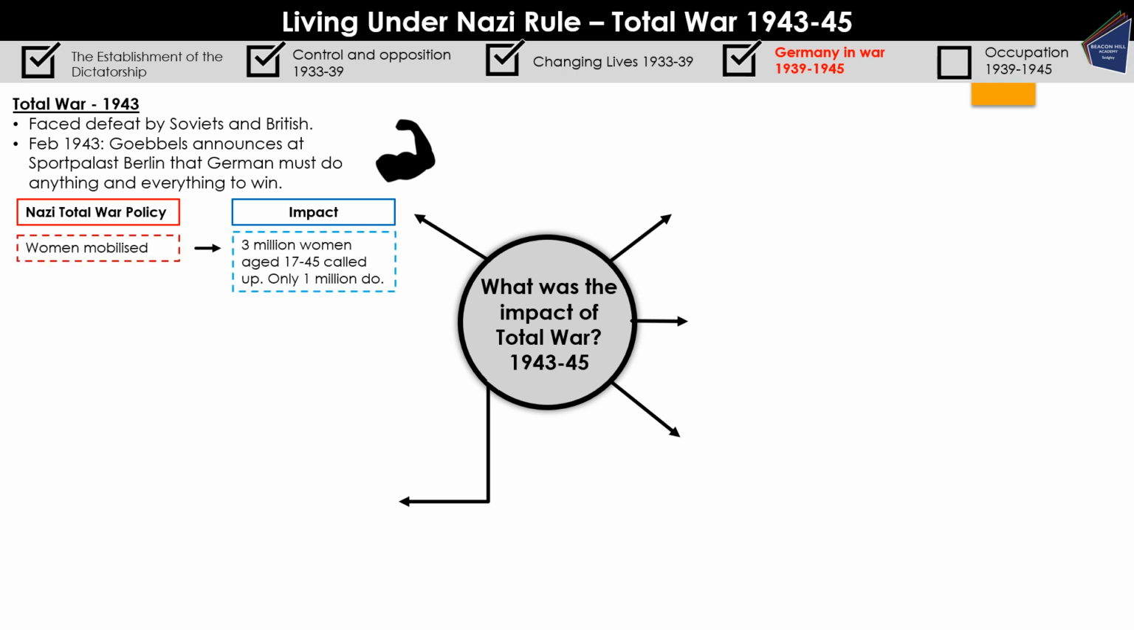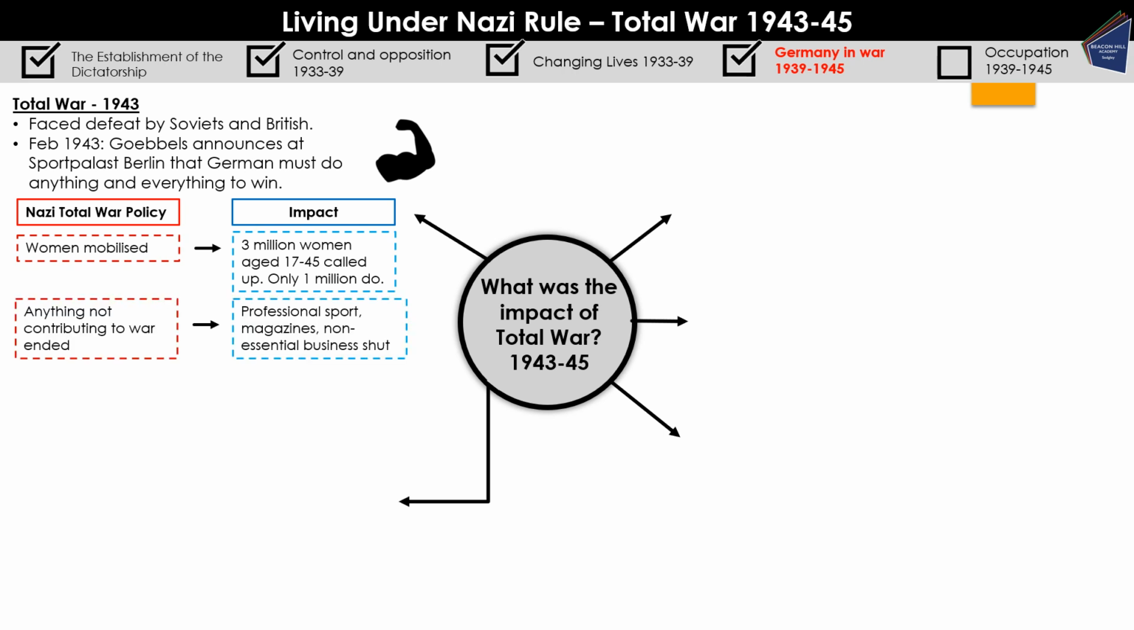So first of all, Nazi total war saw women mobilised for the first time. There were 3 million women aged 17 to 45 called up, but only 1 million accept their call. Remember, we said that the indoctrination of women to stay at home had been extremely successful. So when Hitler wants the U-turn on this, it doesn't work particularly successfully.